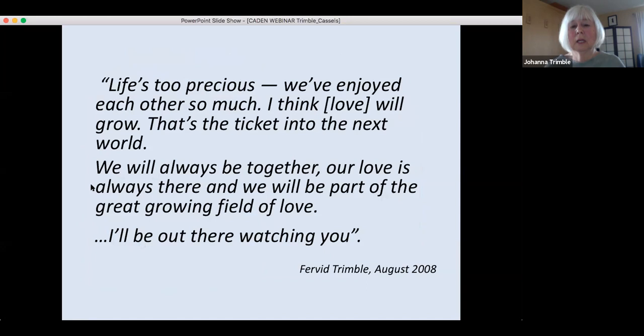So Fervid talked to us all as family members individually, telling us what we had meant to her, giving us advice, which Fervid loved to do. She always gave very good advice, and it wasn't always all sweetness and light. If she thought you needed a little correction, she would give it to you, which is why that last line always made me a bit uneasy. I'll be out there watching you. It's like, oh my gosh, it's not over yet.